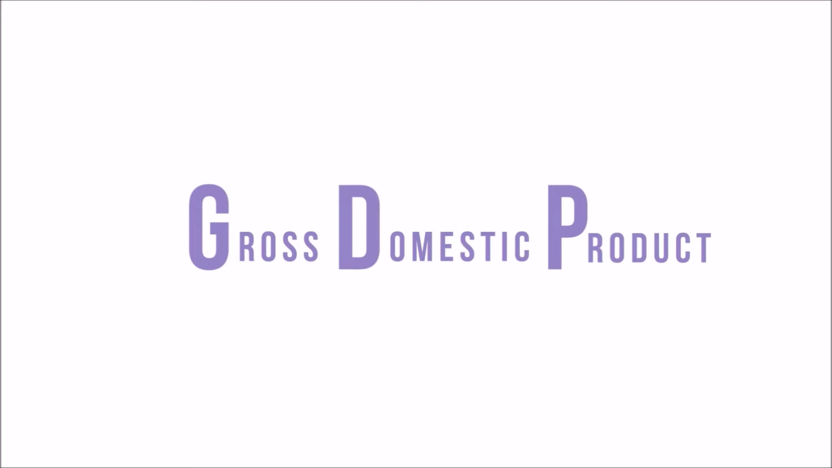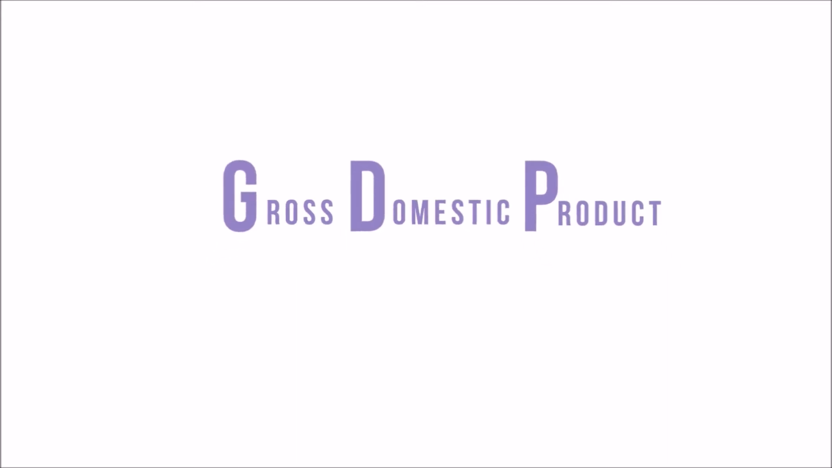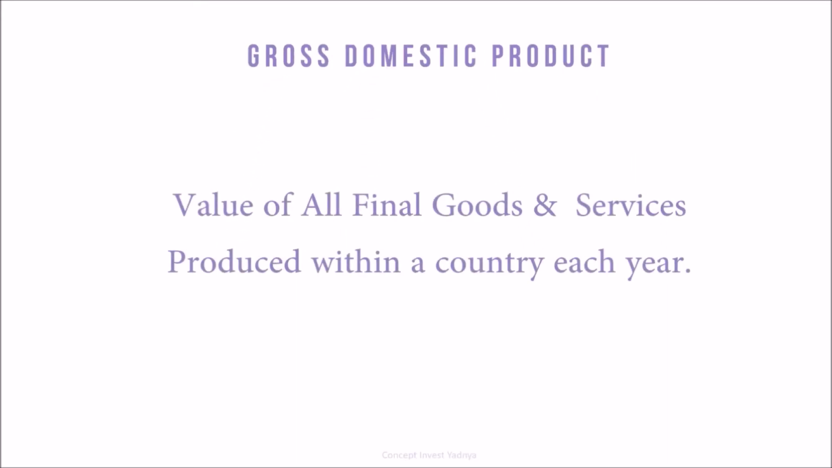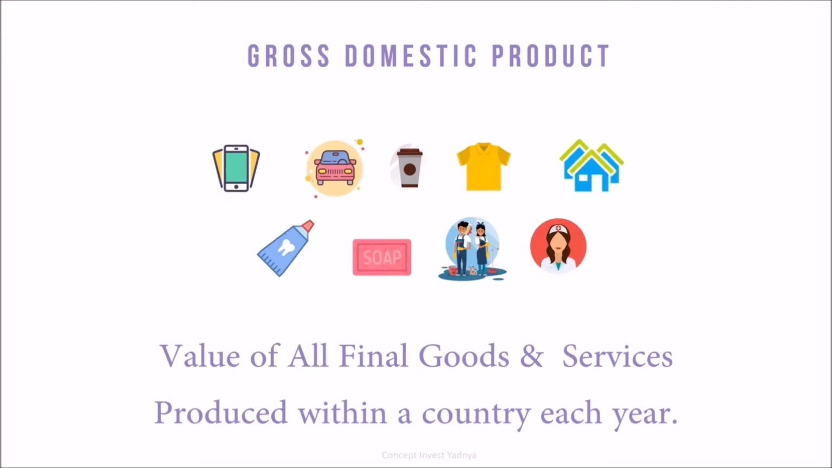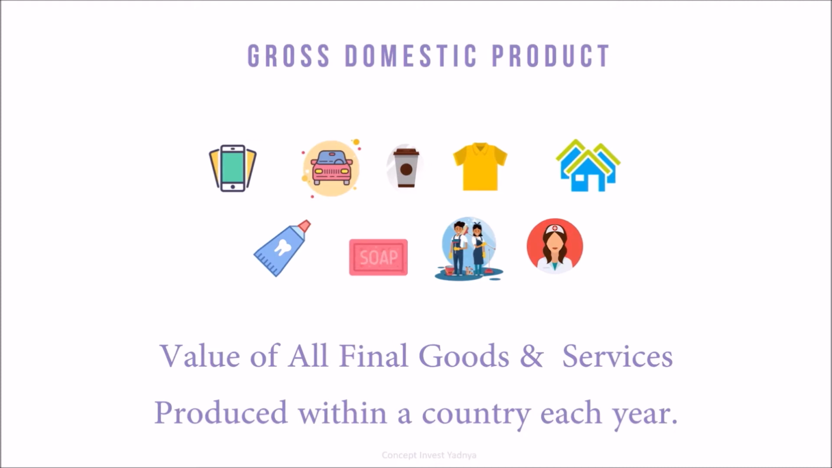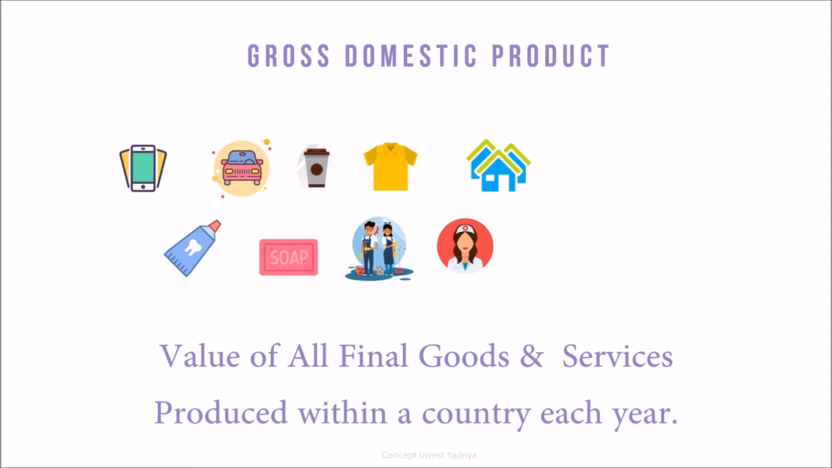GDP is gross domestic product. It is the value of all final goods and services produced within a country each year. In layman's terms, it is everything we produce and pay for, whether it is a smartphone, car, college admissions, clothing lines, FMCG goods, and many more. The rupee value of all these products is called GDP.